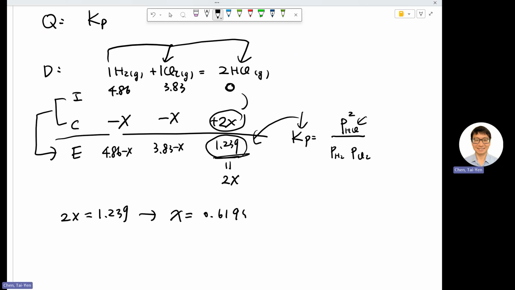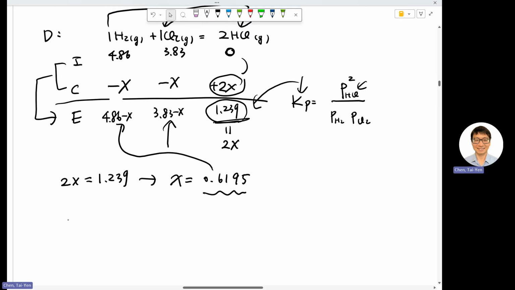0.6195. Okay, so once you know this, you can plug back in to find the actual pressure at equilibrium for your H2 and Cl2, right? So your pH2 is going to equal 4.86 minus 0.6195. That's going to equal 4.2405.